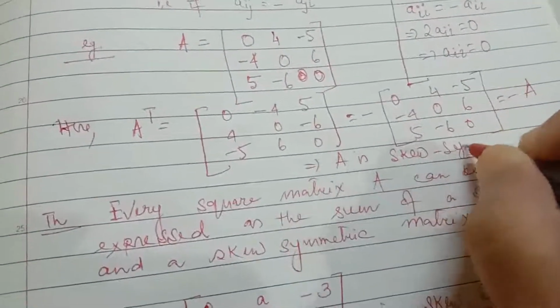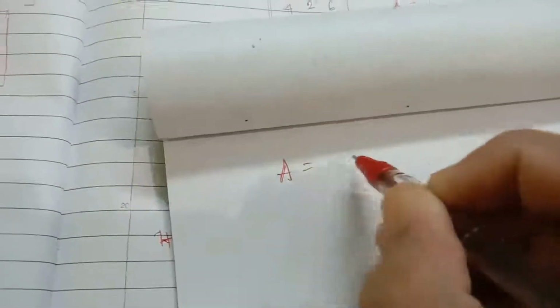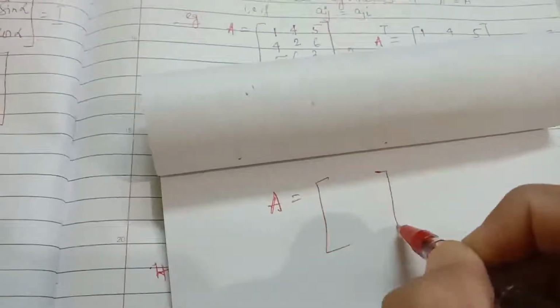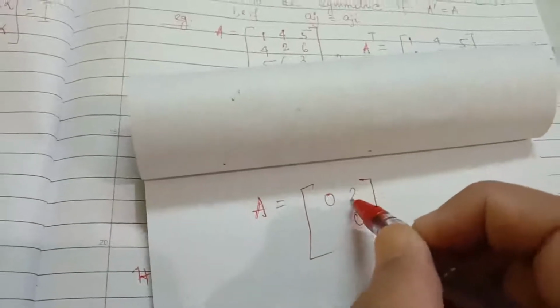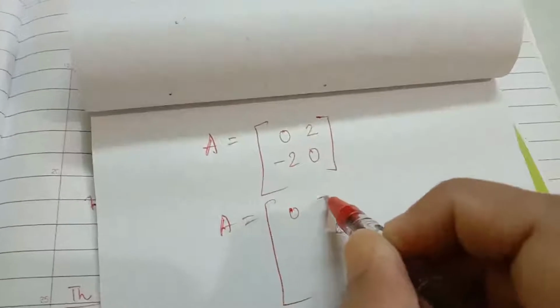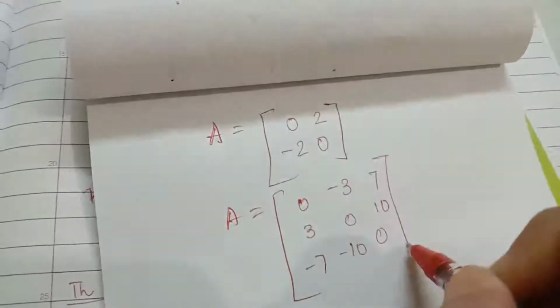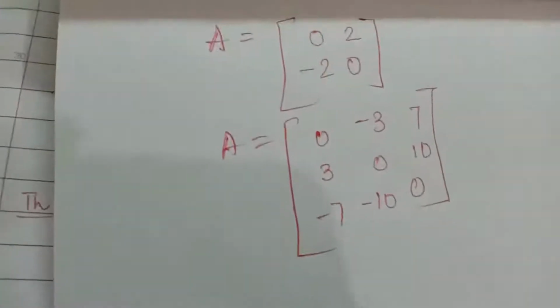So what you have to remember: suppose we have to write a 2 by 2 skew symmetric matrix, the diagonal elements will be 0. For these two elements, if this is plus 2, this will be minus of 2. This is a skew symmetric matrix. If you want to write a 3 by 3 matrix, all the diagonal elements will be 0. If these three are minus 3, 7 and 10, these will be plus 3, minus 7 and minus 10. A very simple way to remember how to write a skew symmetric matrix.